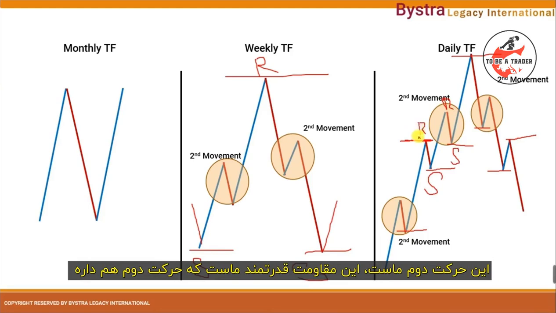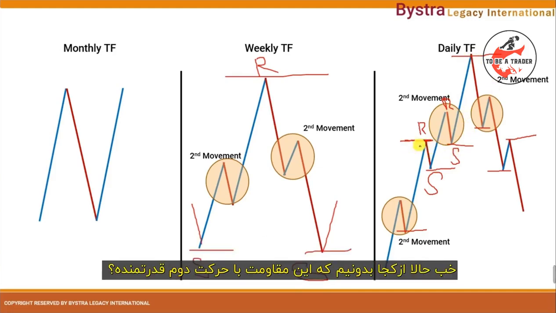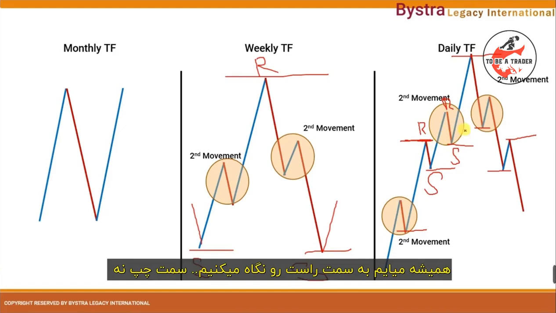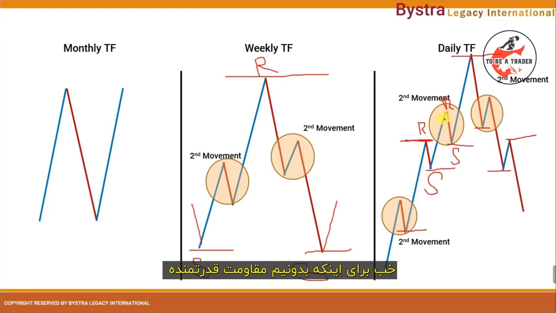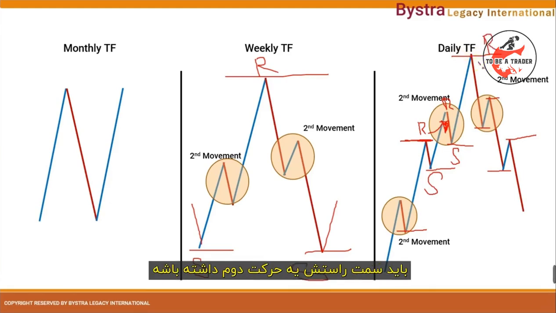This is our strong resistance, which has a second movement. Okay, strong resistance with the second movement. So how do we know that this resistance is strong with the second movement? Always refer to the right, not to the left. So to know that this resistance is strong, it must have a second movement on the right side. Same goes with this one. So let's say this is a strong resistance, how do we know? It will have the second movement on the right side. So we look to the right. This is the second movement.